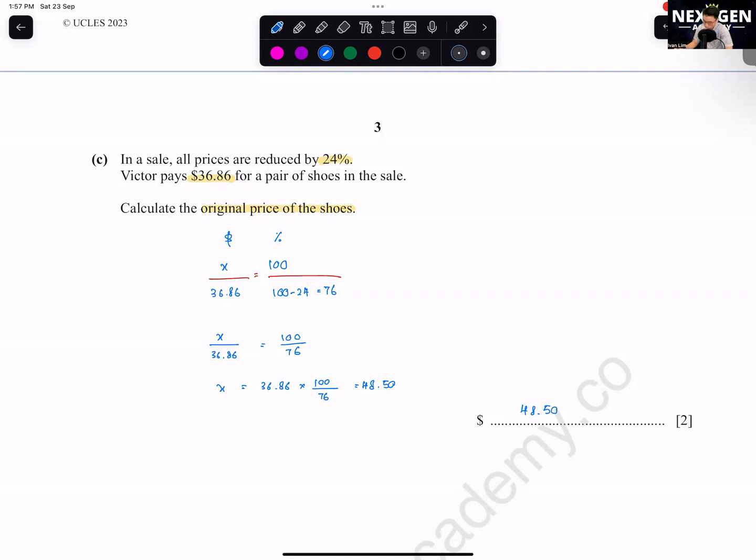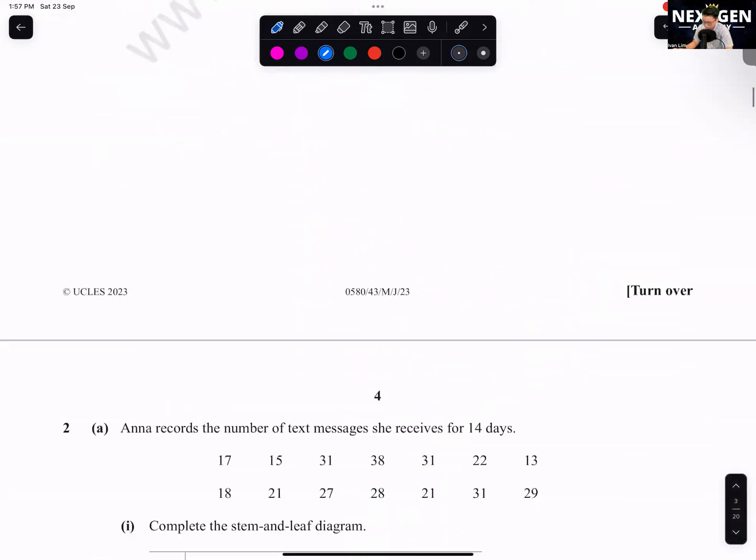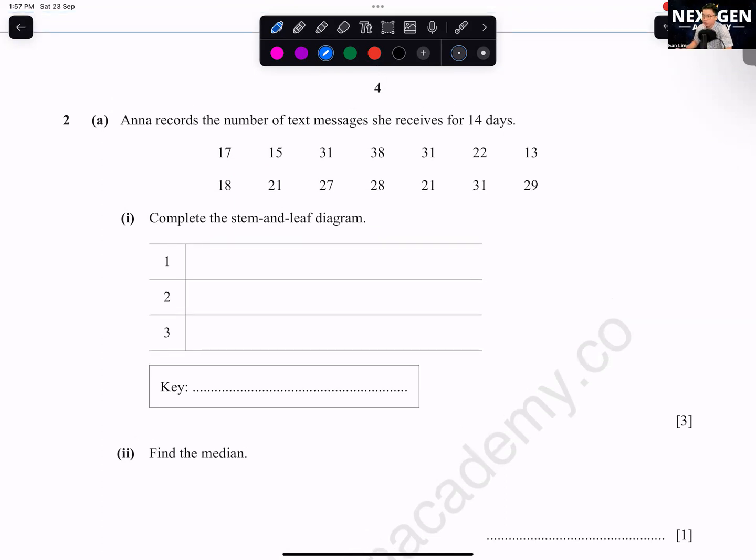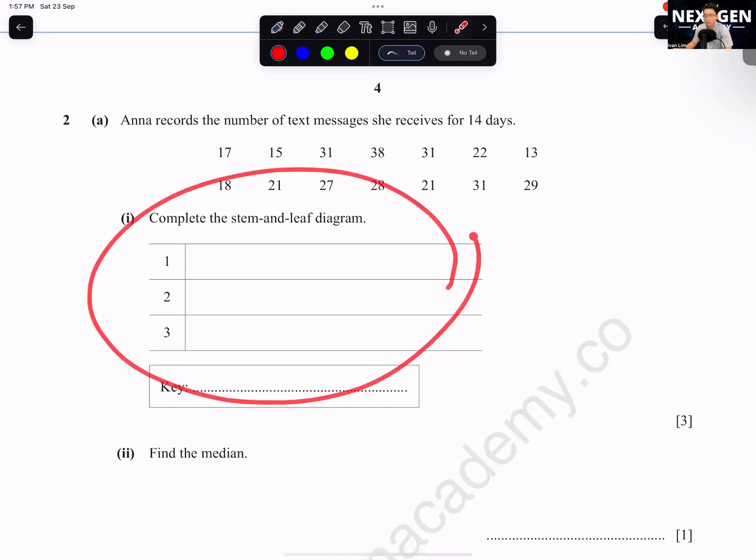Question 2. Anna records the number of text messages she receives for 14 days. Complete the stem and leaf diagram. How do we do this? You need to make it into ascending order.